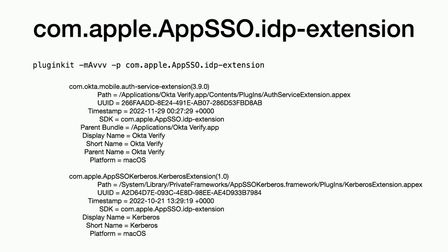To dig into this just a teeny bit, here we see the first entry is Okta using the IDP extension that Apple has, the Apple SSO IDP extension. And then below that, we see Kerberos is using the same extension. And that's native. That's an actual system library, private frameworks code that's being used. So it's not always just me trying to figure out what other people are doing. Sometimes it's also me trying to figure out what Apple's doing on my machine.